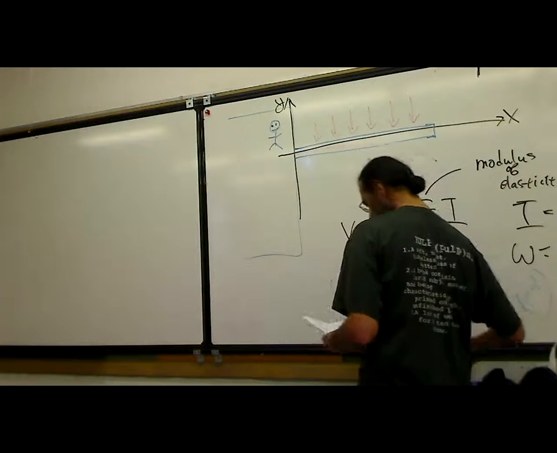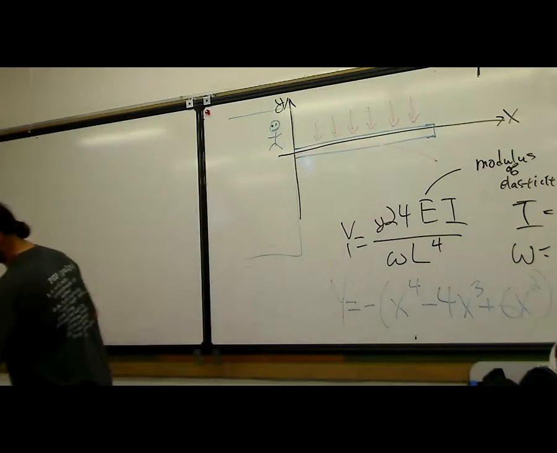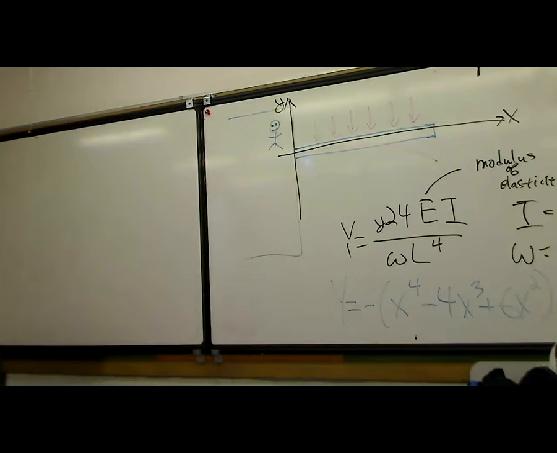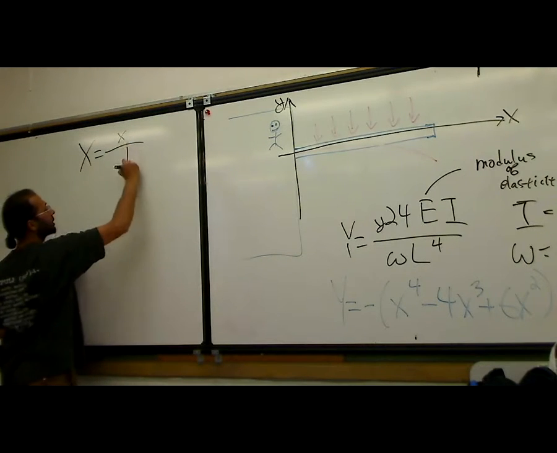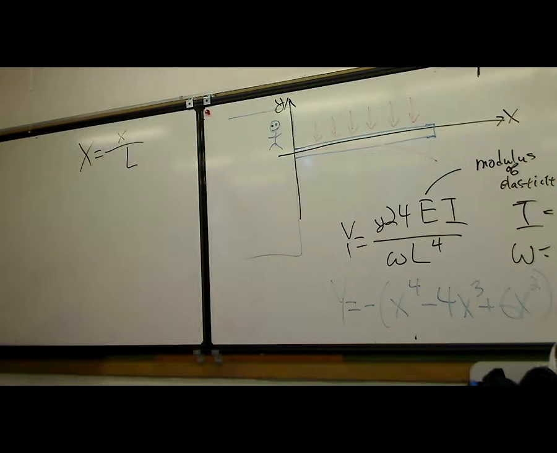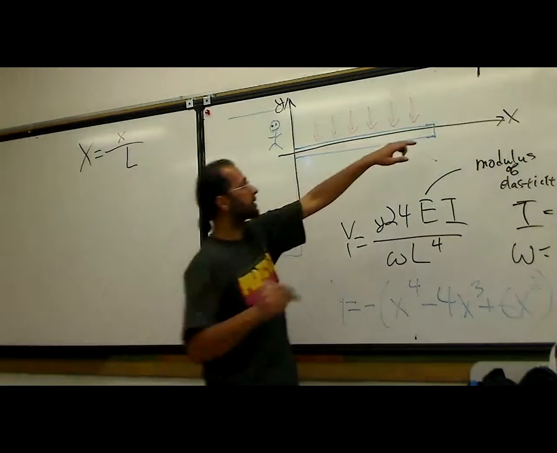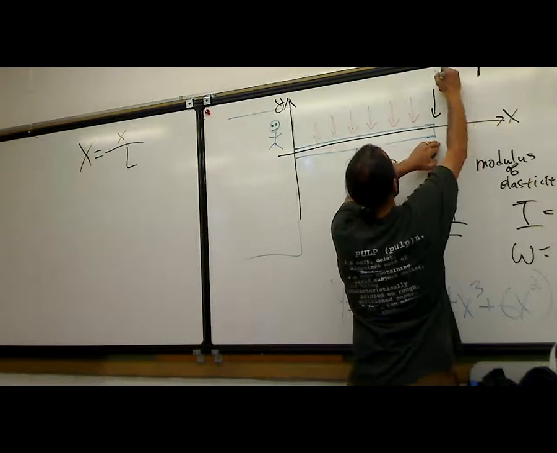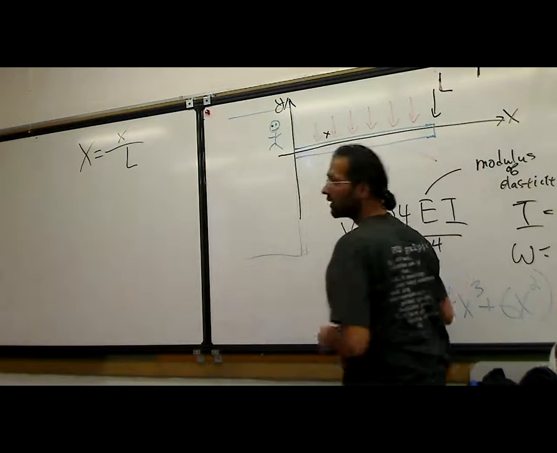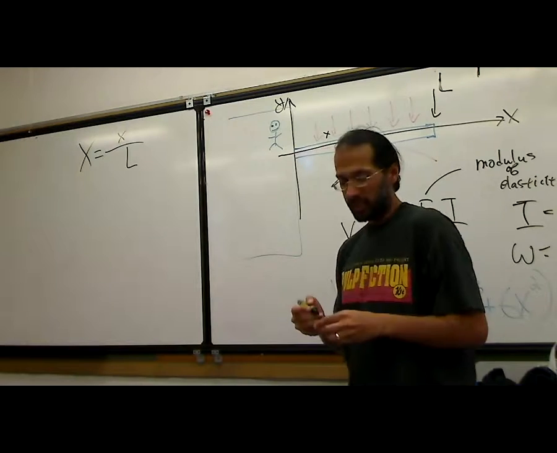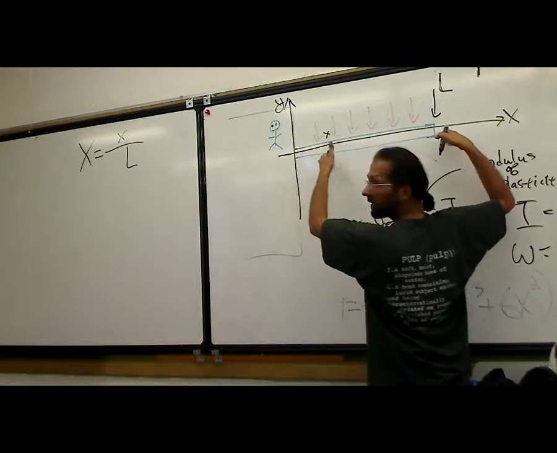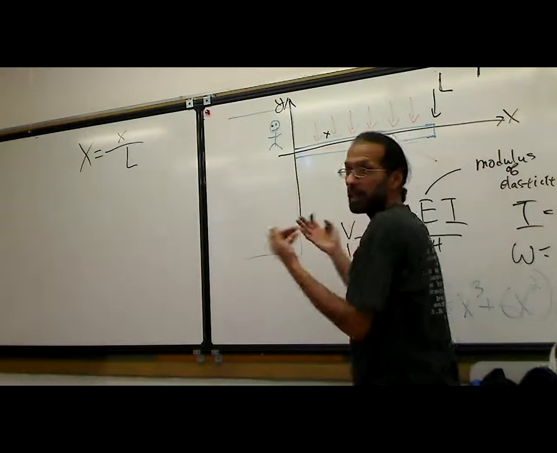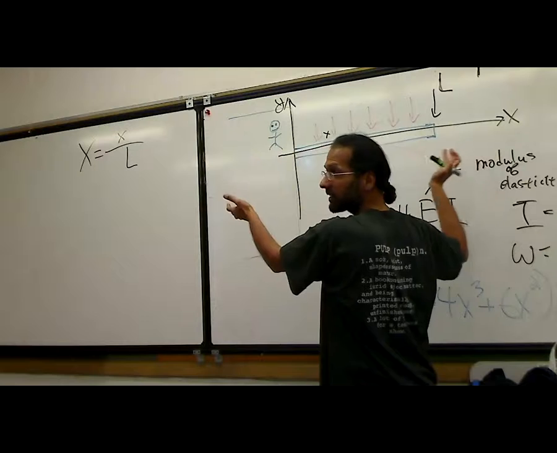Removing all dimensions. Notice these are capital Y's and capital X's. That capital X is lowercase x over L, and L refers to this endpoint. X is your point across here. So what he's effectively said is we're taking dimensions out of this. This is the whole, and everywhere along here is a fraction up to the whole. So it becomes independent of the length of this thing, really.